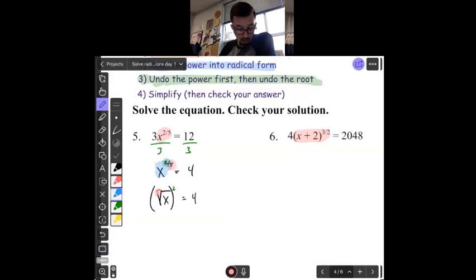Square root it, right, Aiden? It says square, so we're going to square root. If I square root one side, I've got to square root the other side. Why are we doing that? Because we want that to go away. So those things cancel each other.